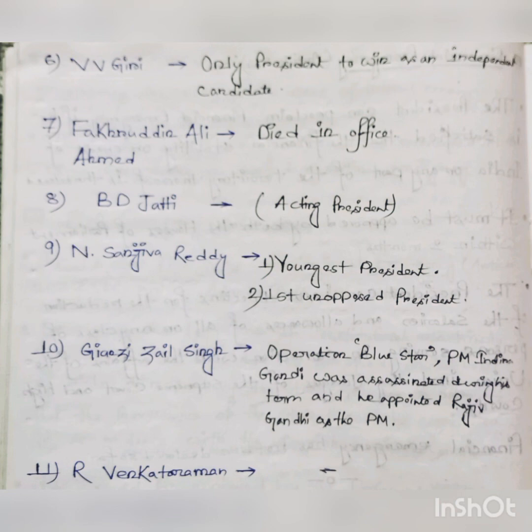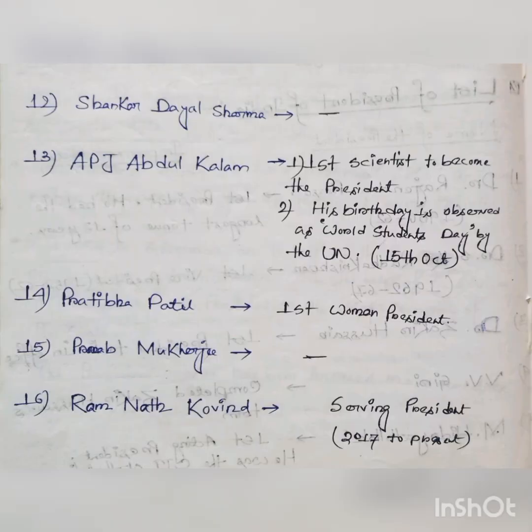Number 11, R. Venkataraman. Number 12, Shankar Dayal Sharma. Number 13, APJ Abdul Kalam. He was the first scientist to become the President of India. Number 2, his birthday is observed as World Students' Day by the United Nations on 15th October. He was the first non-political President of India.